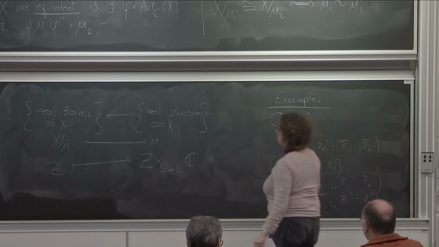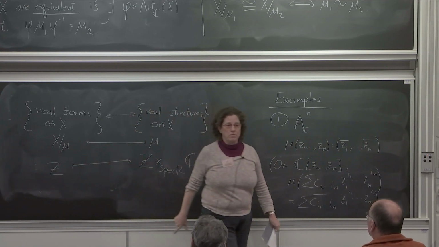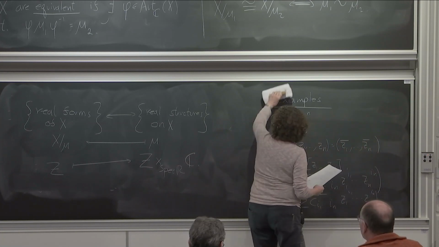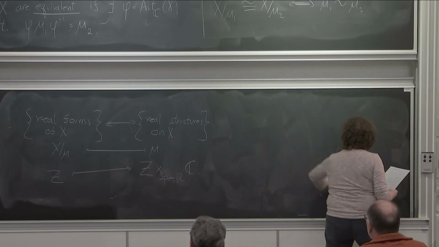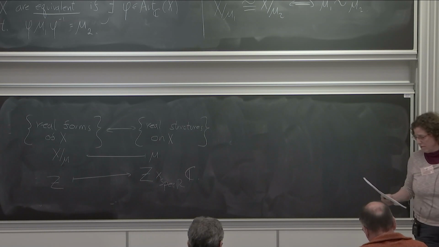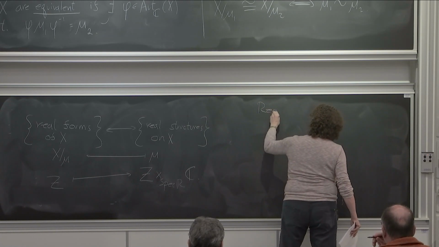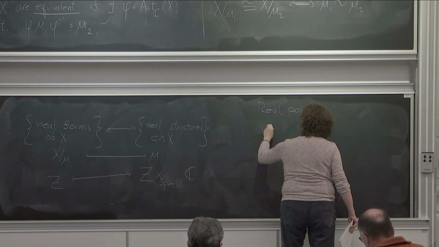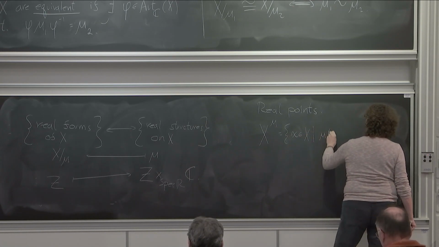If the variety is not quasi-projective, I might have problems with this quotient because it might not be a real variety. So I'll just stick to the quasi-projective case where things stay nice. Now that's real forms, that's real structures, and then I can look at the real points. What are the real points? The real points are the fixed point set. It's the elements that are fixed by mu.